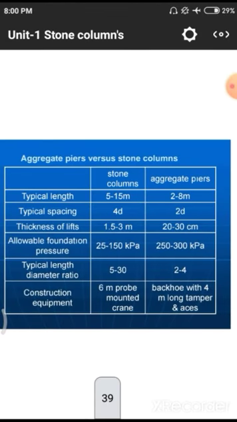These are the different typical lengths and different typical piers we need to use. Stone column 5 to 15 meters, aggregate piers of 2 to 8 meters. A typical spacing of 4 times diameters and 2 times diameters. Thickness of lifts is 1.5 to 3 meters, and here we have 20 to 30 centimeters.